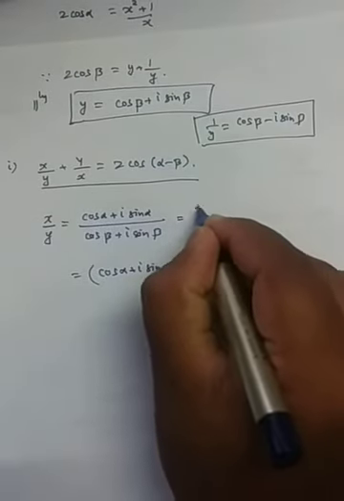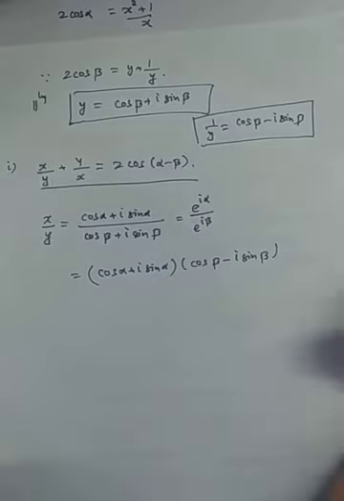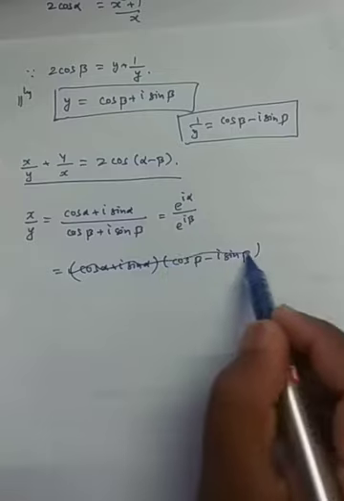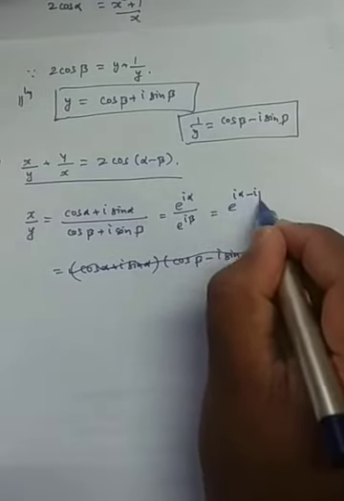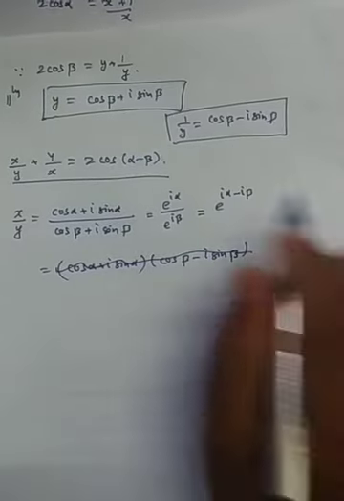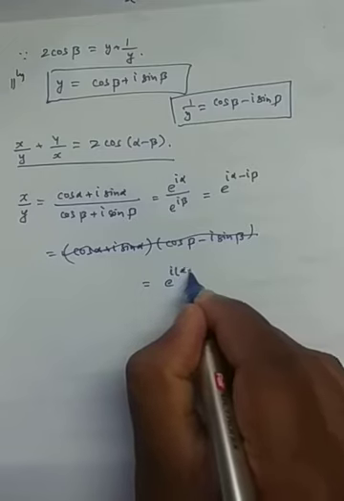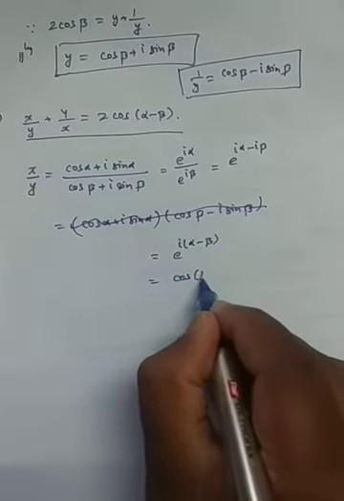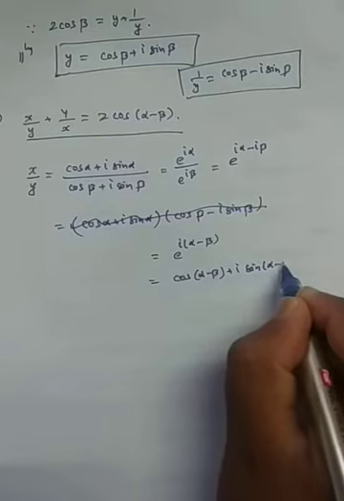This is e power i alpha divided by e power i beta. For understanding purposes, you can write it in this way if you don't know the formula. So you can write e power i alpha minus e power i beta. Is it correct? We can take it commonly as i alpha minus beta, that is, we are getting cos alpha minus beta plus i sin alpha minus beta.